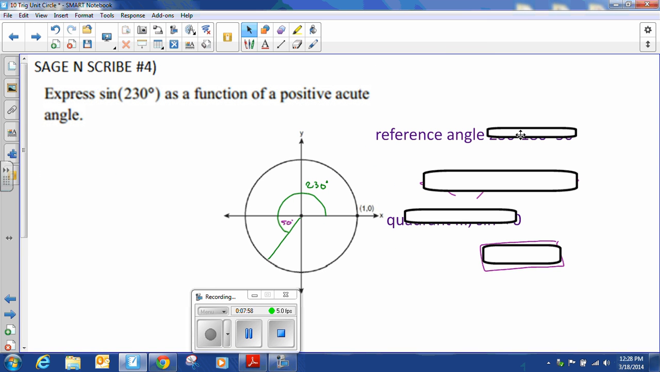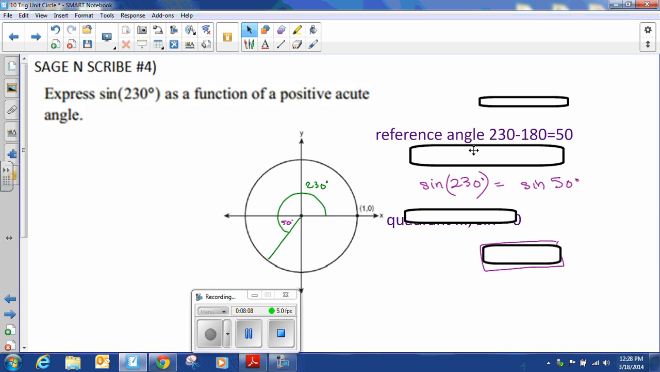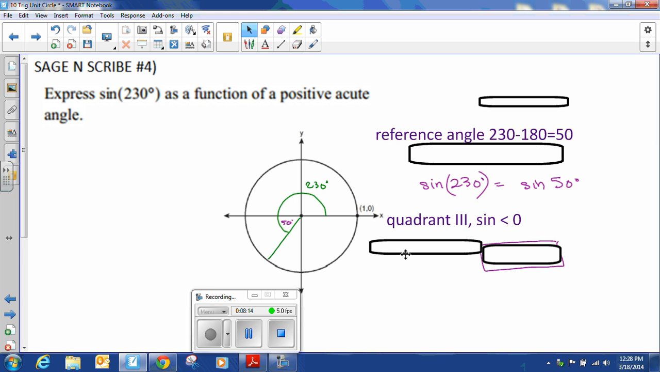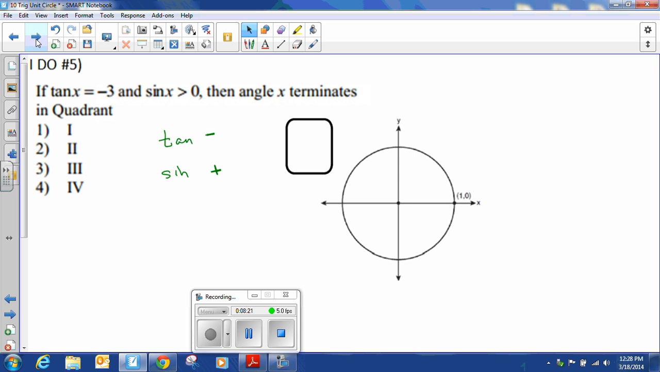Number 4, reference angle. So we're looking for 230 degrees. Once again, we're in quadrant 3, so the reference angle is 50 degrees. So sine of 230 is really sine of 50 degrees. And we are in quadrant 3, so sine is less than 0, sine is negative. So the answer is negative sine 50.